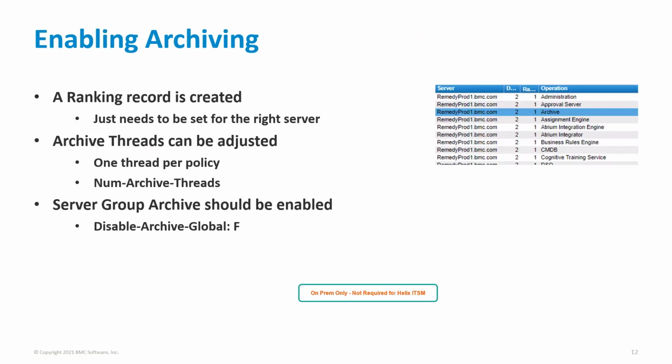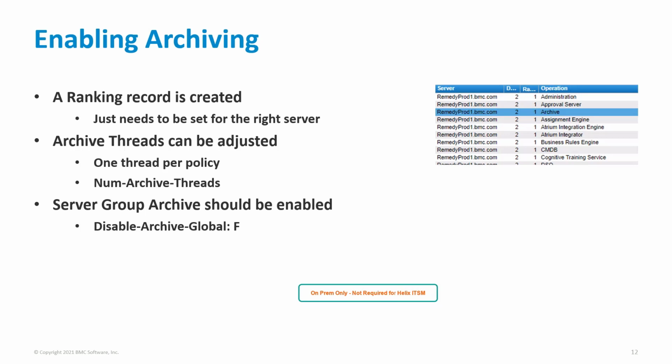In a default properly installed environment, archiving should already be ready to go and in fact already running. But some of the things you might want to check are that the ranking form is set up correctly. So out of the box, an archive operation is already set up, but what you want to do is make sure that the right server has been ranked for archive. If you have a production environment, you may have multiple backend servers, and one of those servers will probably be the one that's running archive.